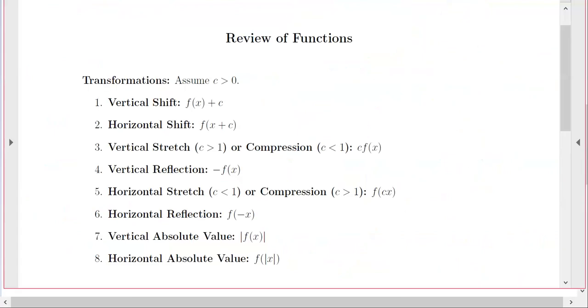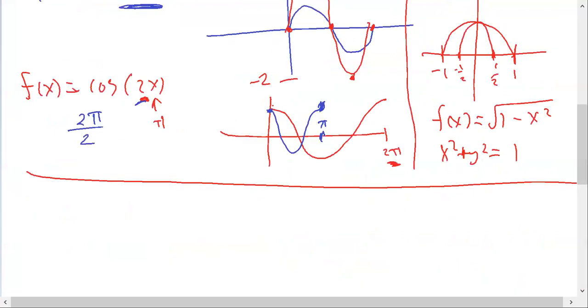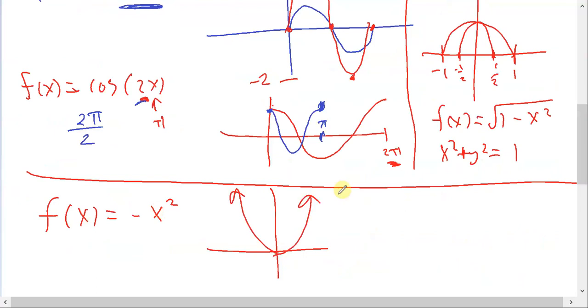All right, the next transformation is a reflection. This minus sign is going to change all your y coordinates. So for the graph of minus x squared, here's your normal x squared. Minus x squared is just taking your y coordinates and making them negative, so it's just going to flip it over. So that one's pretty easy.